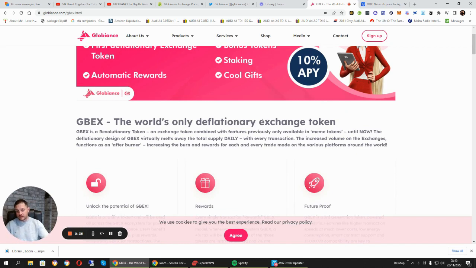But anyway, back onto this. The world's only deflationary exchange token. An exchange token combined with daily features previously only available in meme tokens until now. The deflationary design of GBEX virtually melts away the total daily supply with every transaction. So the increased volume on the exchanges functions as an afterburner, increasing the burn and reward rate. So what that means in layman's terms is the more people that start populating this exchange and using the tokens, the more tokens are going to get burnt up, the more sparse those tokens are, and that's going to push the price of the token up.